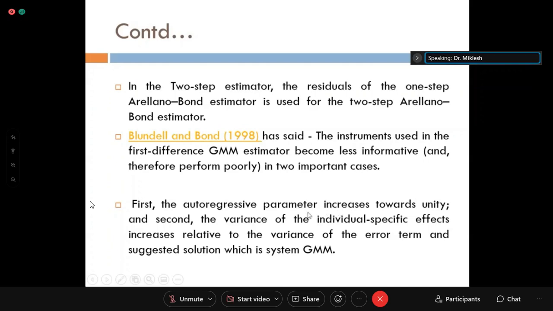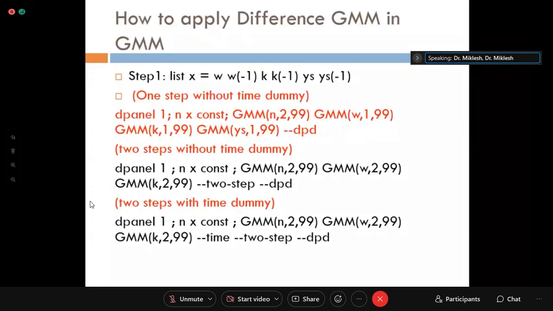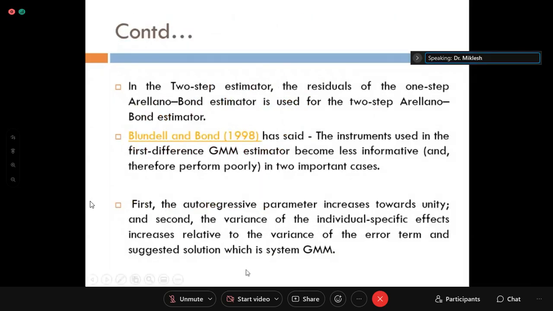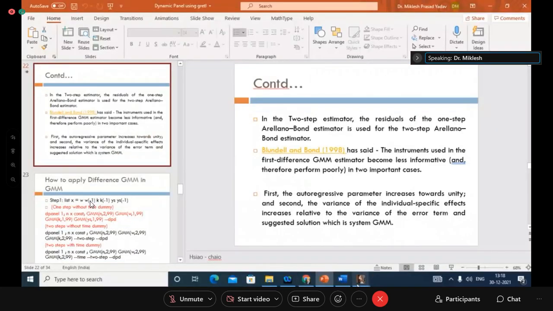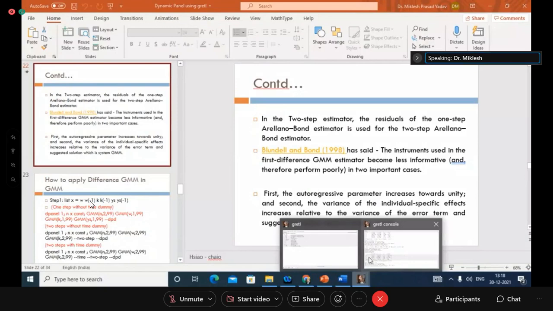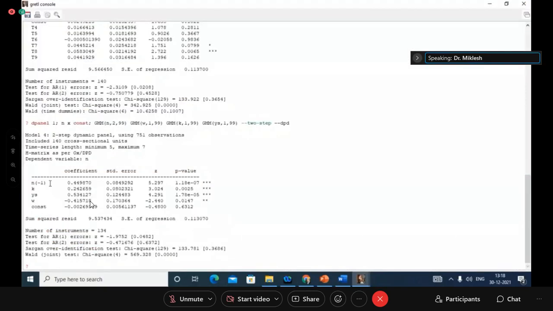Can anybody tell me what is meant by this autoregressive parameter? Like it is the autocorrelation of the series. Lag variable, lag dependent variable. Perfectly fine. Lag of DV. Like in this case, what we have understood? We have understood the n-1, isn't it? Here, what we have written, this n-1. This n-1 is what? Dynamic.